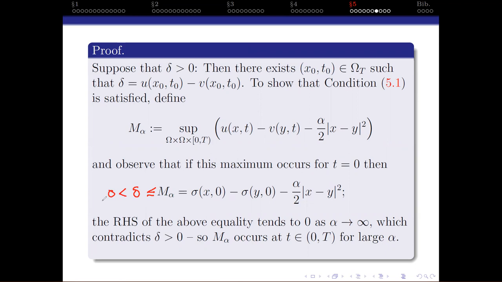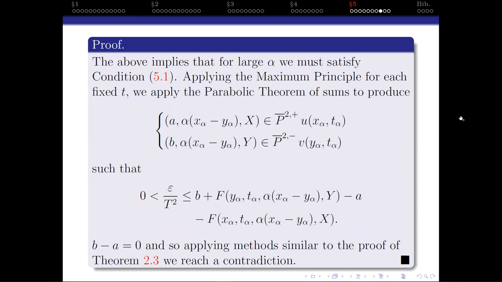So if this were true, we have a contradiction. That can't be. So obviously, wherever this maximum occurs, it must be somewhere where t is between zero and big T. It cannot be equal to zero. Because of that, we know that the conditions for the parabolic theorem of sums must be satisfied. And so we can apply it automatically to get elements of the jet closures, which you can see here.